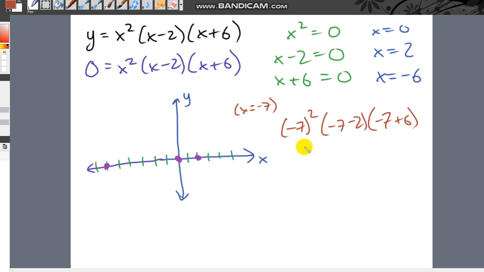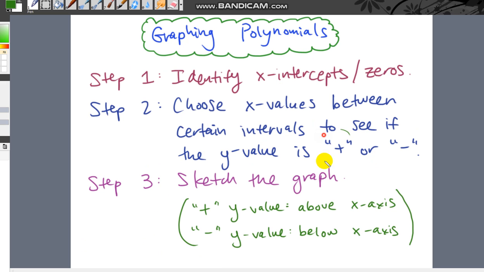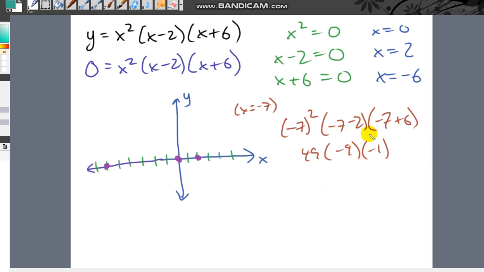Negative 7 squared is 49. Negative 7 minus 2 is negative 9. Negative 7 plus 6 is negative 1. The actual y value doesn't really matter. In step 2, we're trying to figure out whether it is positive or negative. So all you're really doing is looking at the signs. Two negatives here become positive.